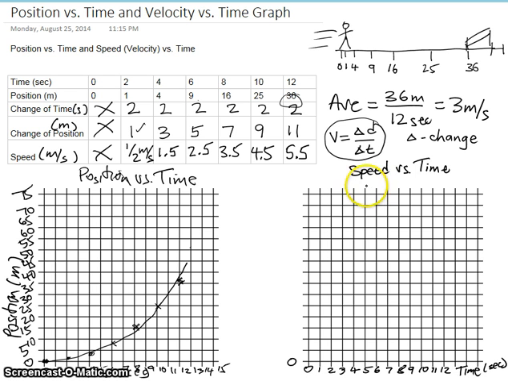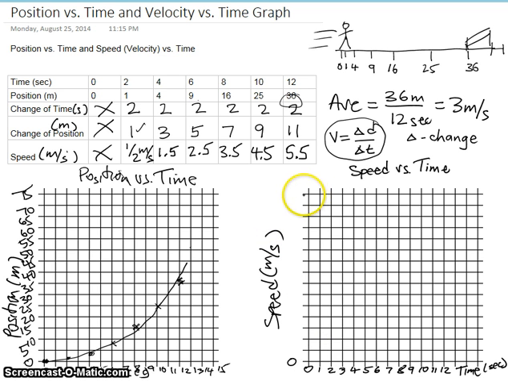So in my chart of speed versus time, I've already labeled the x-axis, my independent variable, at 0, 1, 2, 3, 4, up to 12 seconds. That's time in seconds. Our vertical axis will be the dependent variable. In this case, it's going to be speed, and we're measuring that in meters per second. Let's look at the scale.